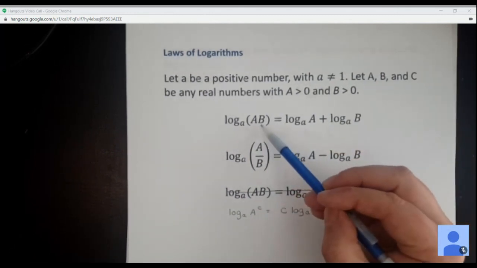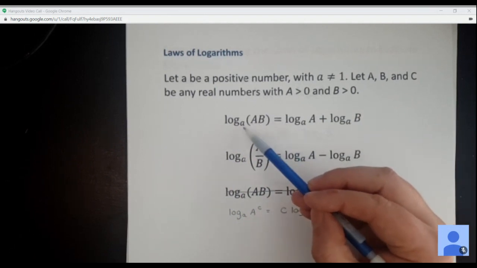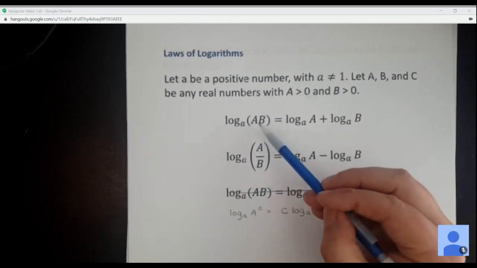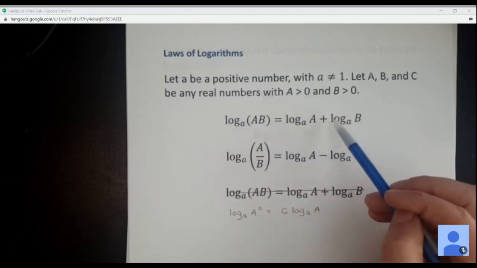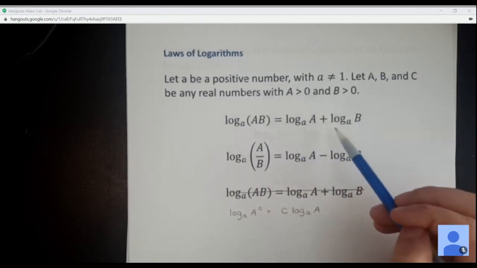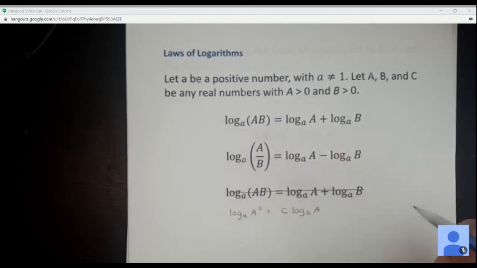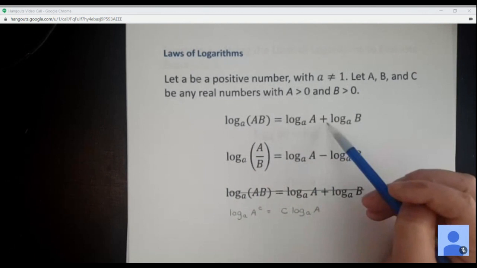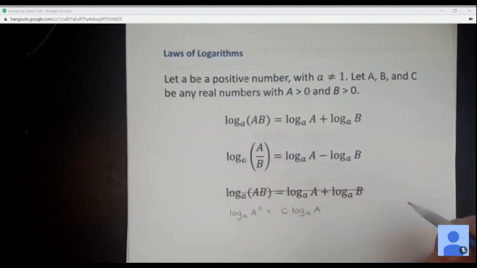So if I have multiplication inside of a logarithm like this, and again, it's any base, it does not matter what that base is, then I can split this log up and do the base A log of big A plus the base A log of big B. So basically, multiplication inside of a logarithm splits into logarithms using addition. Multiplication becomes addition when I split those logarithms.